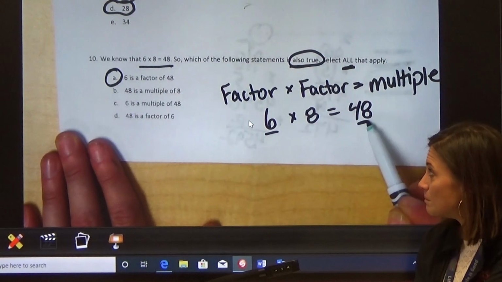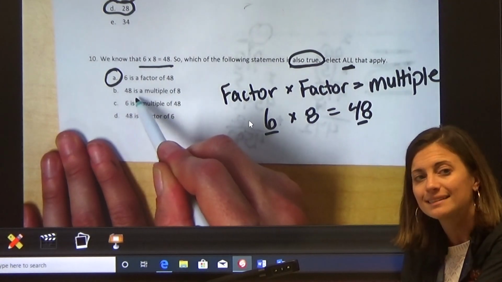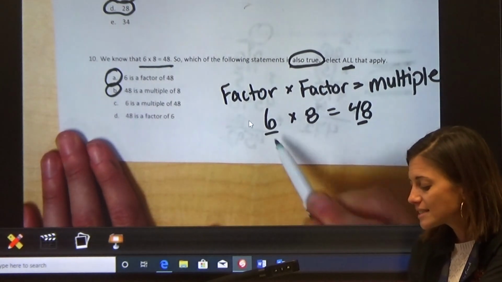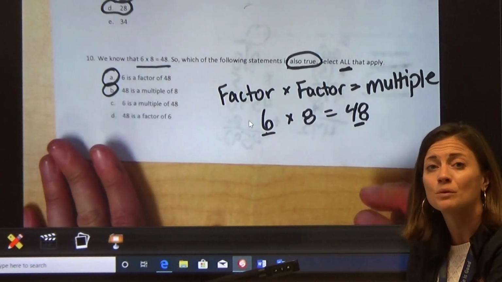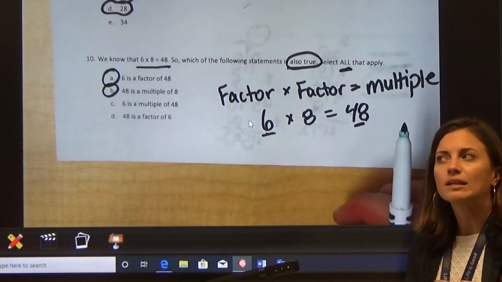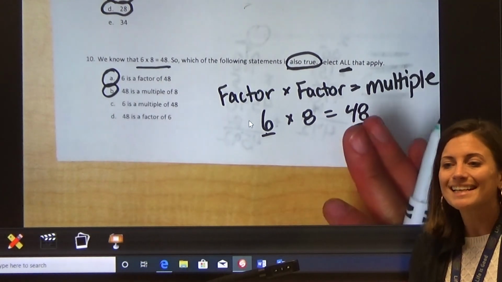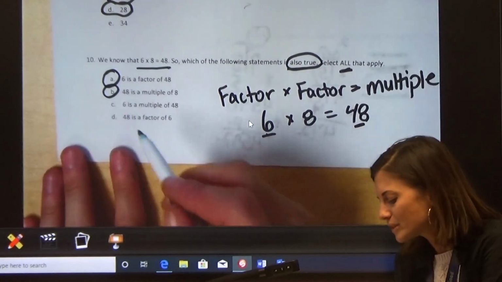48 is the multiple of these two factors. So 48 is a multiple of 8. 6 is a multiple of 48? Well, that would mean I would be skip counting by 48 to get bigger and bigger, and I'm never going to get to 6. 6 is not a multiple of 48. So this one is not true.